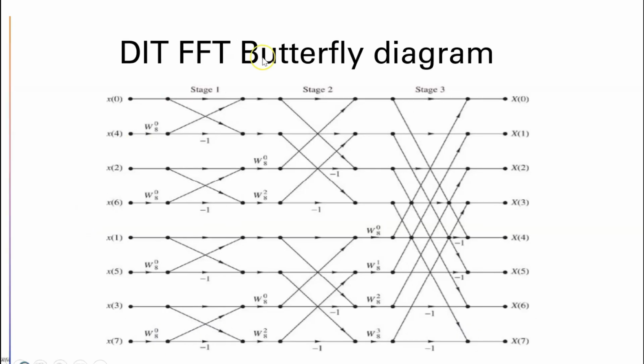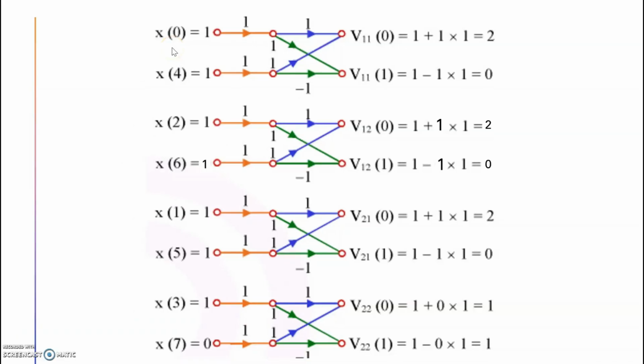After that, we need to draw the butterfly diagram. Computation of 8-point DFT using radix-2 FFT involves 3 stages of computation: stage 1, stage 2, stage 3, as shown in the diagram. To draw the first stage of the butterfly diagram, whatever the reversed bits are, we write here: x0 equal to 1, x4 equal to 1, x2 equal to 1, until x7 equal to 0.